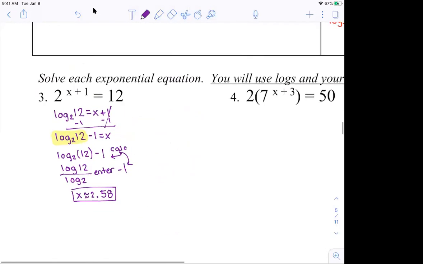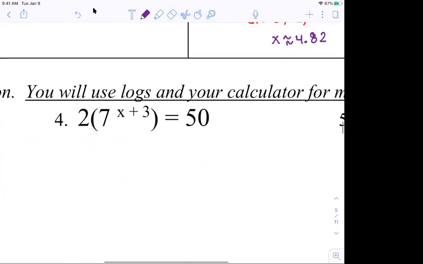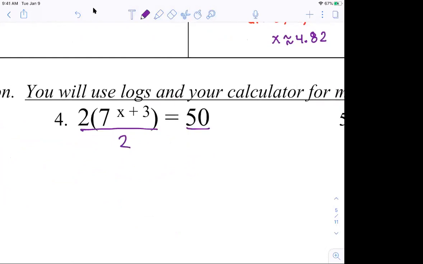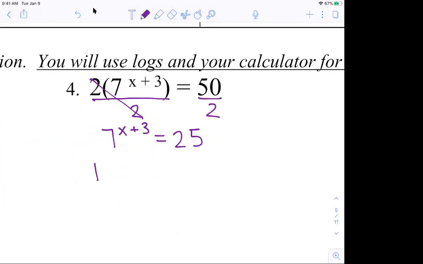All right, let's take a look at the next one. Again, we're going to try to get this in log form, but the problem is we've got this 2 here. So we're going to divide by 2 to both sides, okay? Now we have 7 to the x plus 3 equals 25, since 50 divided by 2 is 25. You want to get just one base, so we just have base 7. We want to get rid of the 2, so now we can convert. So log base 7 of 25 equals x plus 3.